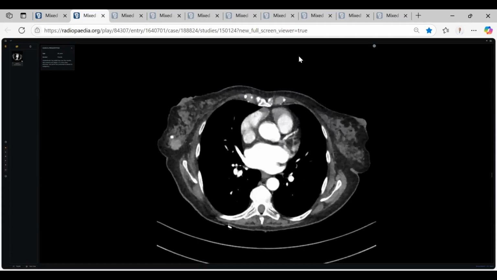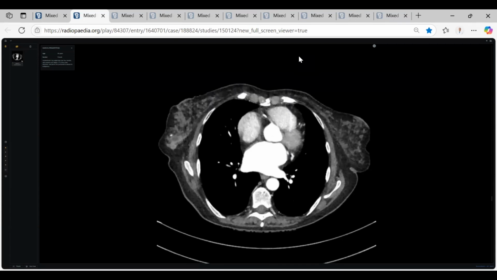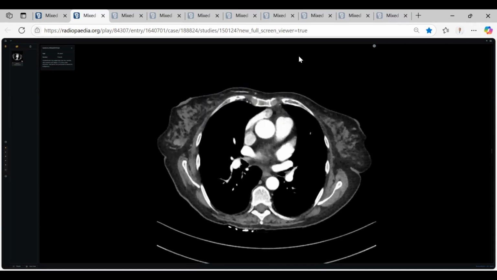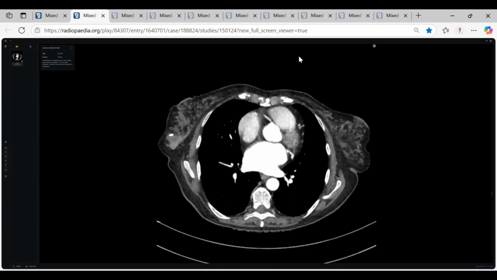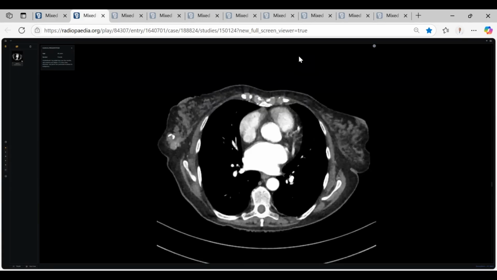Look at this slide. Look what happened here. I can see the left coronary artery arising from the left coronary cusp. Bilateral breast shadows are intact. However, a soft tissue density lesion is seen in the right breast region, quadrant, with some calcific density in it.